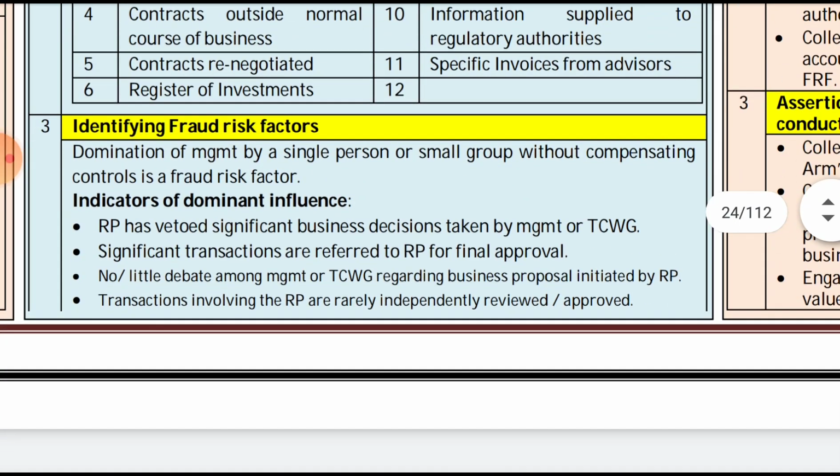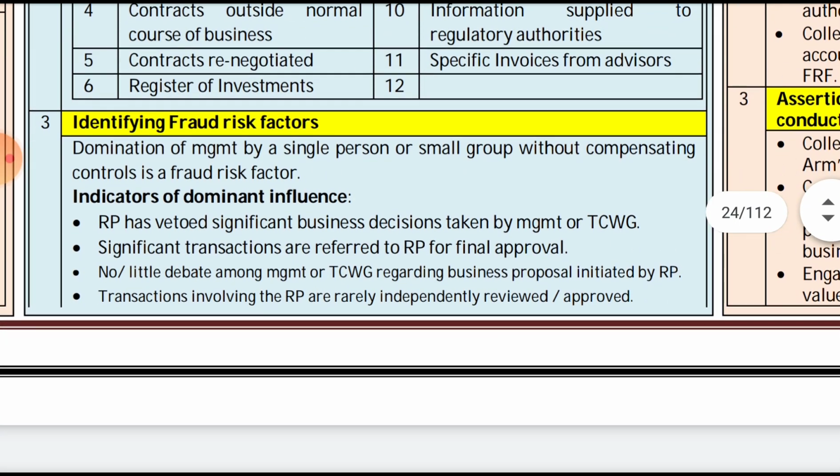Then identifying the fraud risk factor: domination of the management by a single person or a small group without compensating control is a fraud risk factor. So how will we identify the dominant influence? There are various indicators, and basically they have given 4.